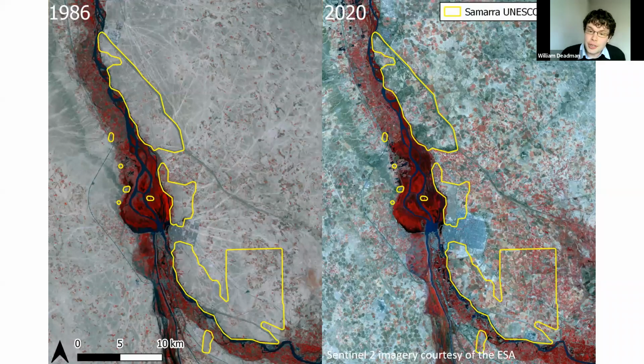As I say, even more serious perhaps is the expansion of agriculture that's occurring across much of the Middle East. So this is one example. These are the official UNESCO World Heritage Site boundaries of Samarra in Iraq. And you can see using this Landsat 5 imagery and this Sentinel-2 imagery just how much agriculture has expanded, even within the boundaries of the site in the last 30 or 40 years. So a massive problem even in an important site such as Samarra.